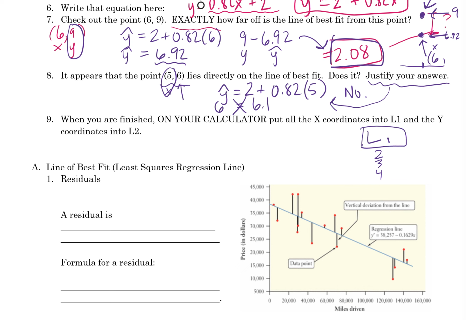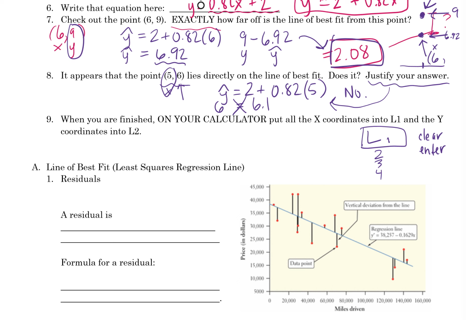scroll up to where L1 is actually highlighted. So the L1 itself must be highlighted. You're going to press clear and then you're going to press enter. And when you do that, it should completely clear all of the numbers in L1. If you press delete on L1, it will literally delete L1. And so there will be no more L1 and it will just show L2.